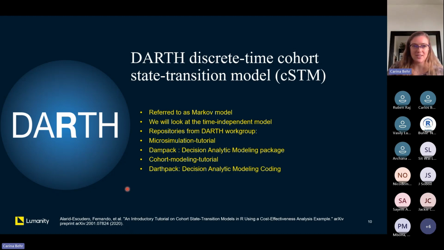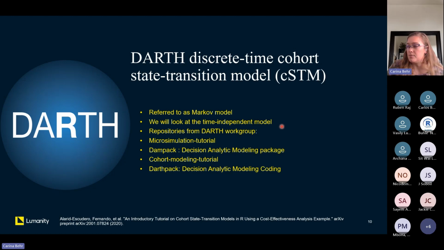As Josh just explained, in this case you have discrete time points. Our example is 1 year discrete time points. It's called a Markov model. We will look at the time independent model. You can also look at time dependent, where your transition probabilities depend on which time stamp you're in. But this one is time independent, so we're keeping it simple for today.